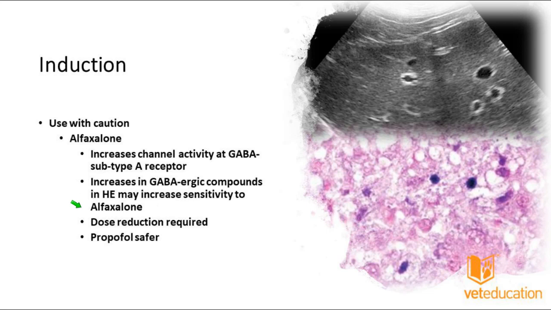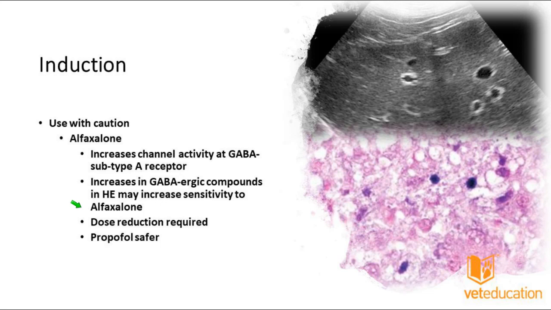What about alfaxolone? How many of you are using alfaxolone for these patients? A lot of us use alfaxolone in everyday practice. I think it's a great anesthetic drug. However, it is another drug that acts at the GABA receptor within the brain. In fact, it increases channel activity at the GABA subtype A receptor. So with the increase in GABAergic compounds in a patient that has hepatic encephalopathy, there may be increased sensitivity to alfaxolone.